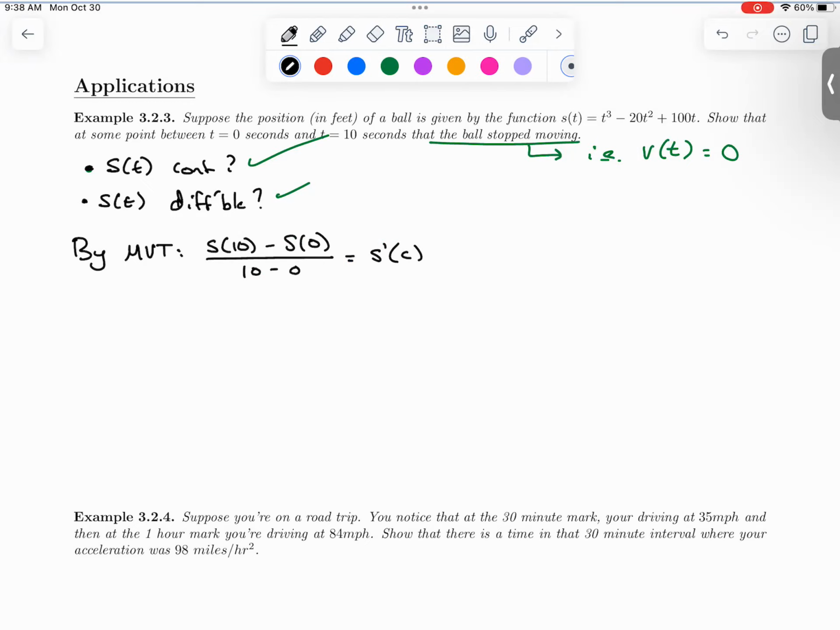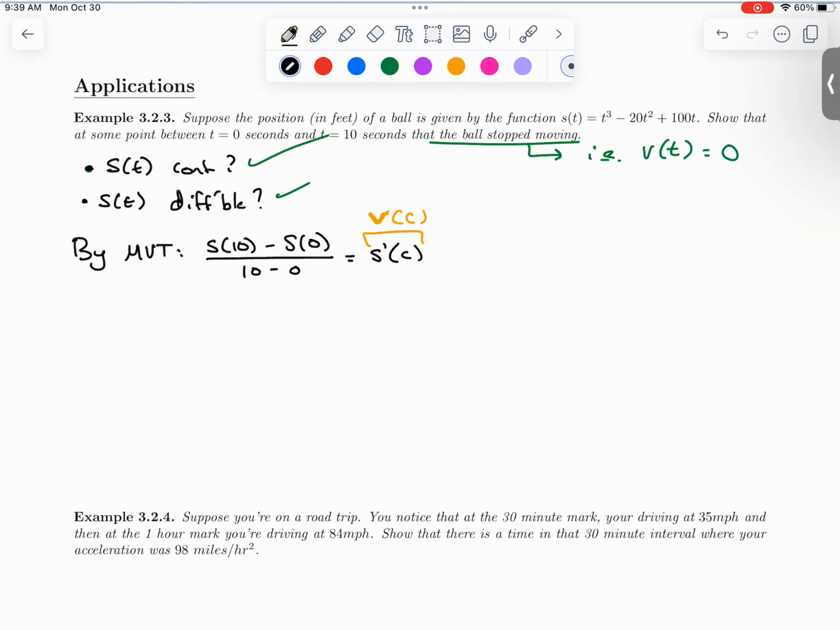By the mean value theorem, since it's continuous on the closed interval 0 to 10, and since it's differentiable on the open interval because it's a polynomial, then by the mean value theorem, you can find the endpoints, plug them into the original function, take the difference, or rather find the secant line, and that will equal the derivative at c. But what is the derivative of the position function? That would be the v value. The derivative of position is velocity. And the derivative of velocity is acceleration.